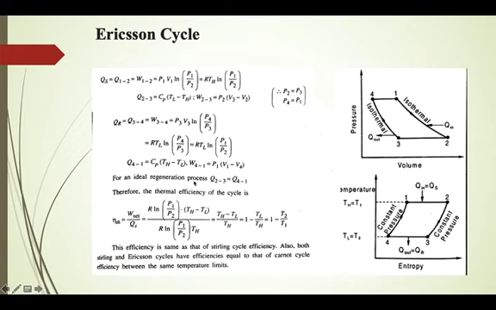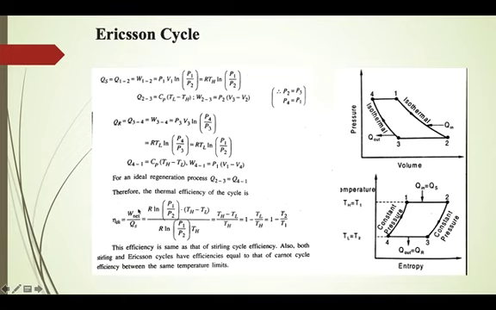Now for an ideal regeneration process, Q2 to 3 is the heat that is supplied by the fluid to the regenerator, Cp into TL minus TH, because heat is applied at constant pressure. And Q4 to 1 is the amount of heat that is rejected by the regenerator to the working fluid, that is again at constant pressure. So Cp into TH minus TL, that is same.